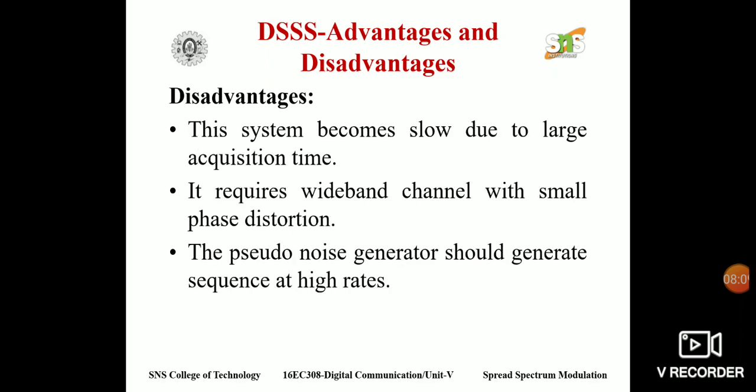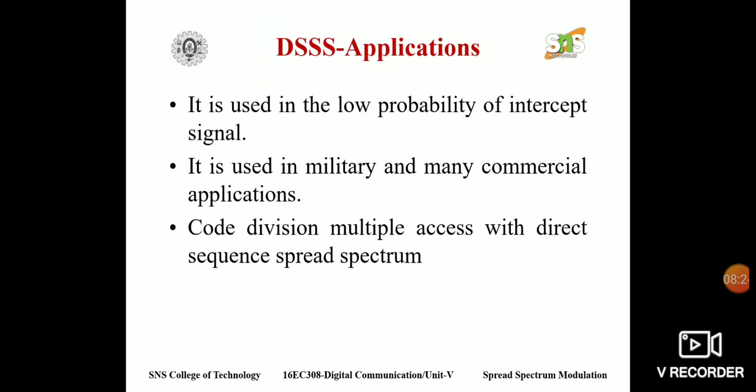Then the drawbacks: the system becomes slow due to large acquisition time. It requires a wideband channel with small phase distortion. The pseudo noise generator should generate sequences at high rates. Then the applications: it is used in low probability applications, in military and many commercial applications, and it is also used in CDMA, that is code division multiple access.